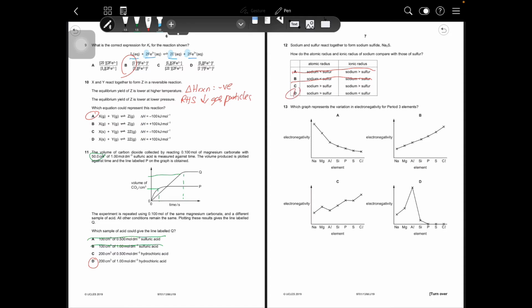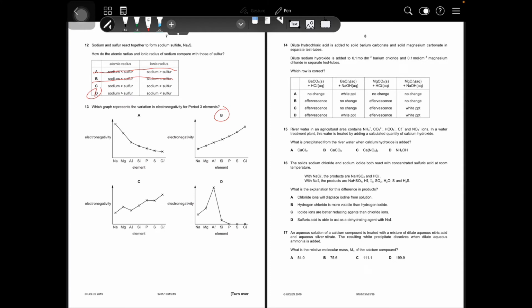The next one, which paragraph represents the variation in electronegativity for period 3 elements? As we know, across a period, the electronegativity increases and there is no deviation from the trend. So the answer is B.